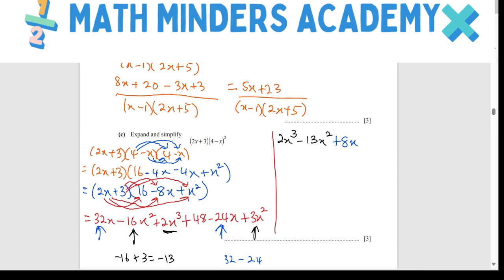Now look at the constants. We have 48, all right? Is there any other constant here? No other constant. So we have plus 48, okay? So this will be the last stage of this simplification. All right. So we are done with question number 3C.